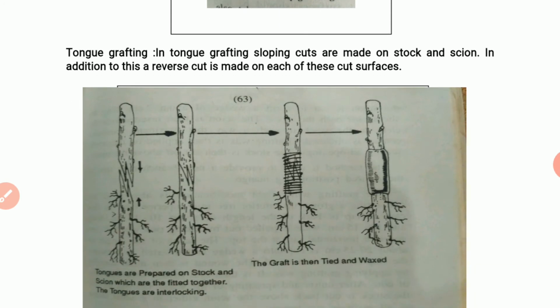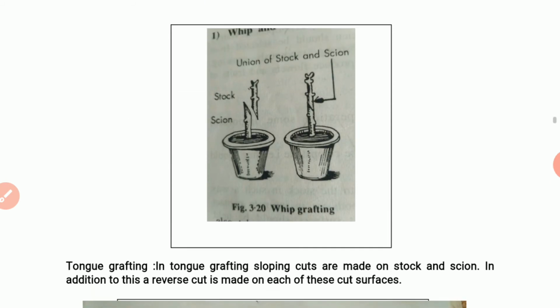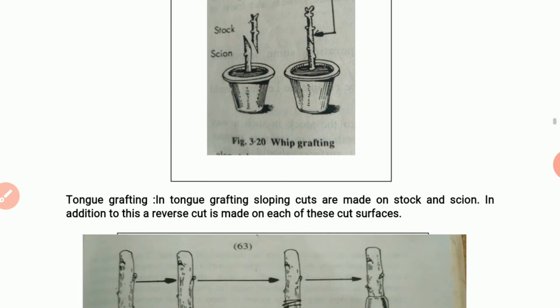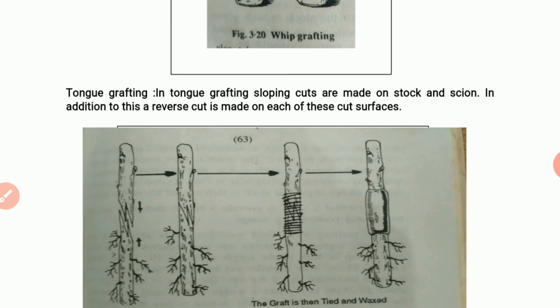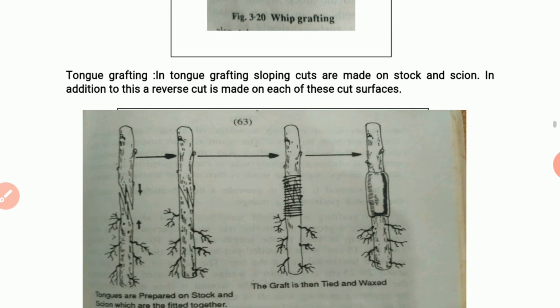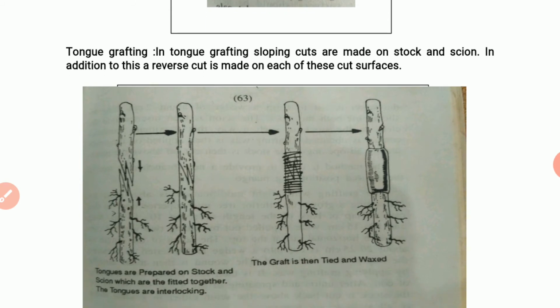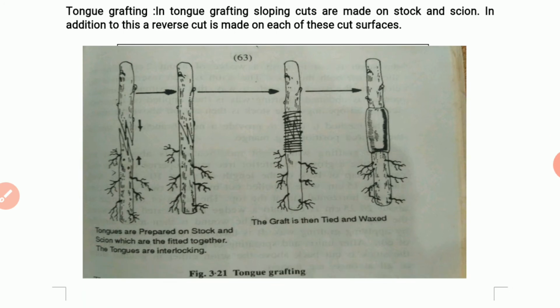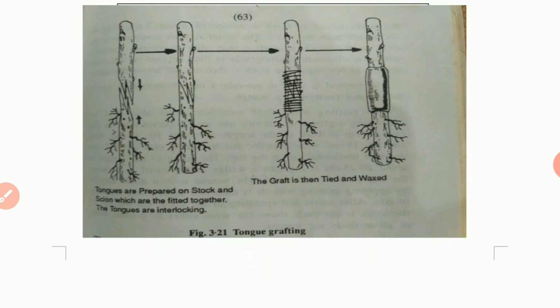In tongue grafting, sloping cuts are made on stalk and scion, same as in the case of whip grafting. But in addition to this, a reverse cut is made on each of these cut surfaces. Here we can see in the diagram a reverse cut is made on the scion as well as on the stalk, and they are again tied with the help of polythene and waxed, and then later on it forms new root and shoot systems and develops into a new plant.